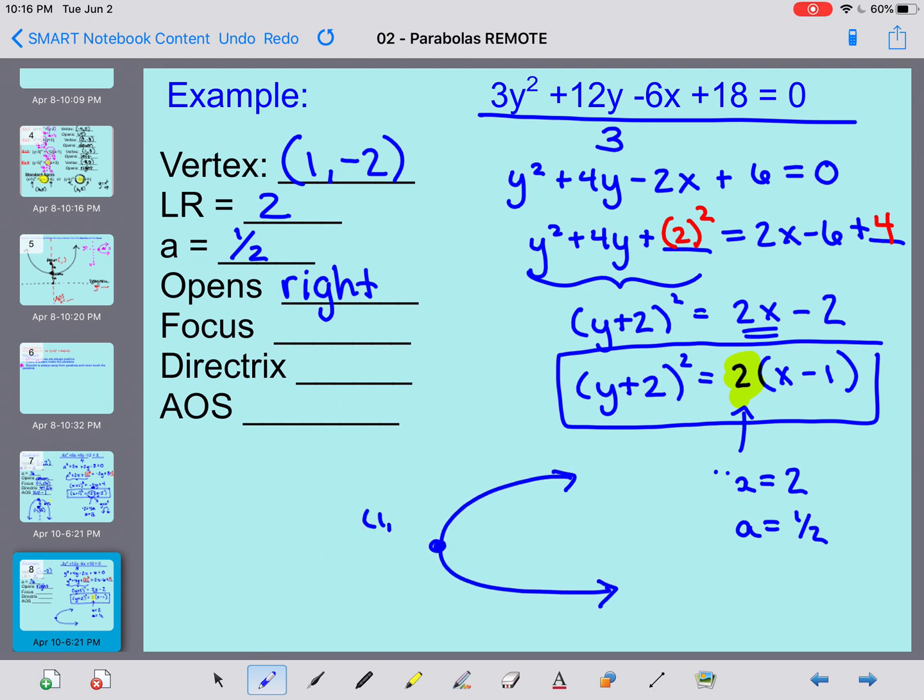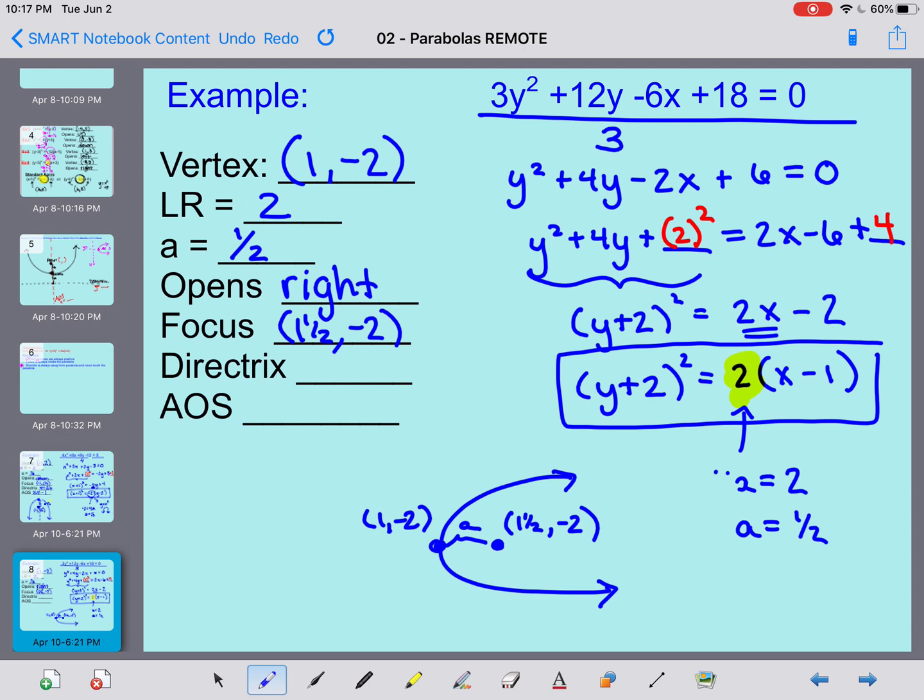Label the vertex as 1, comma, -2. The focus is inside the parabola. So I'm going to move half a space because it's A. A space is away. Half a space to the right. So this time, the x is what's changing. So I'm going to move half a space to the right to 1.5. But the y value did not change. I didn't move up or down. So this is going to be 1.5, comma, -2.